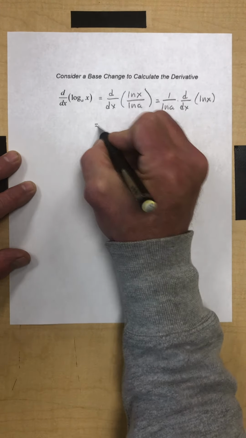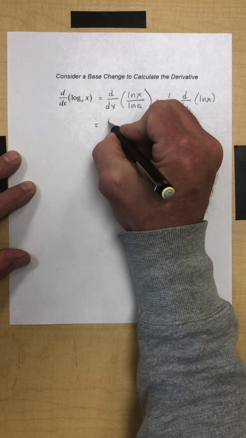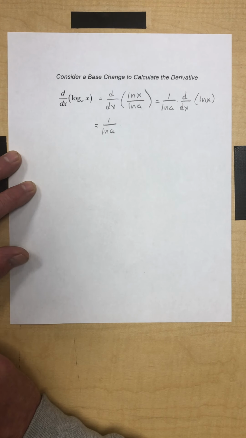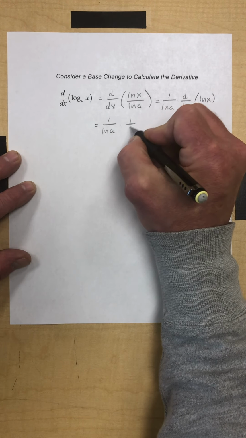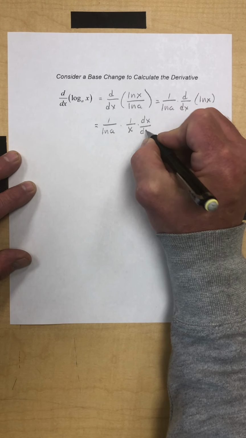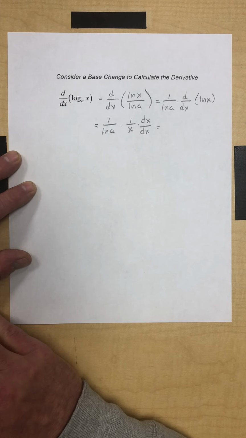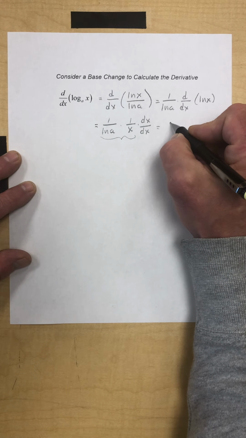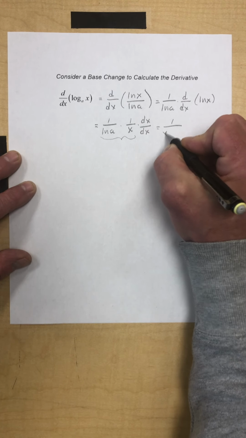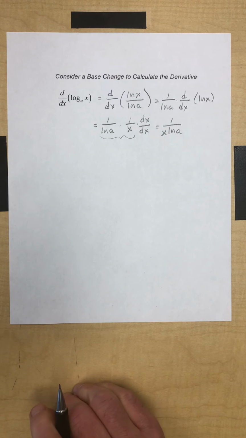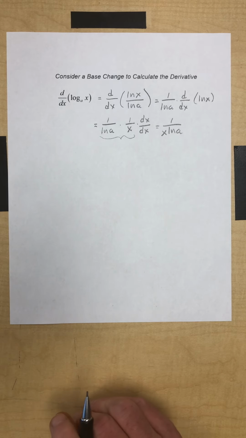Okay, all right, so we have that constant multiplier out front, 1 over natural log of a, times, well, the derivative of the natural log of x is 1 over x times, using the chain rule, dx/dx. And of course, dx/dx is just 1, so I'm just left with the product of these two. And so I would get 1 over x times the natural log of a. And there we go. We got a formula for taking derivatives of general logarithms.